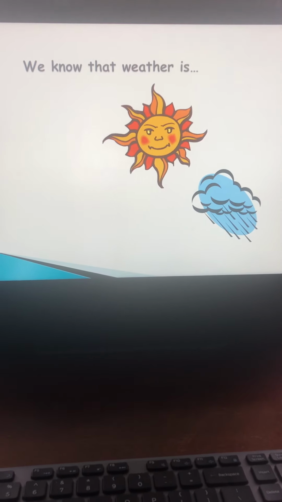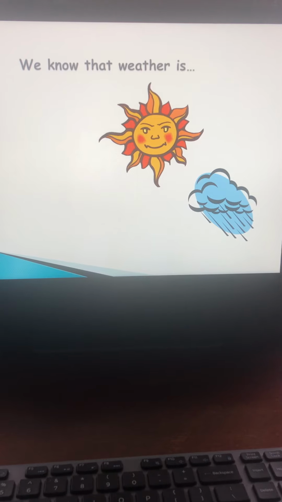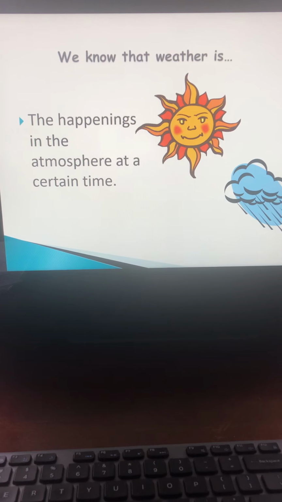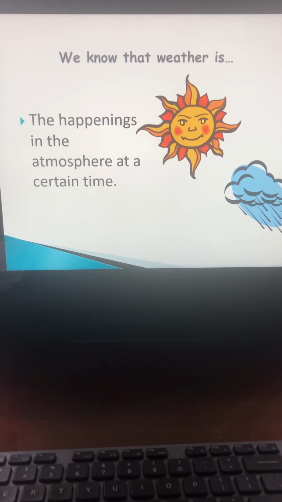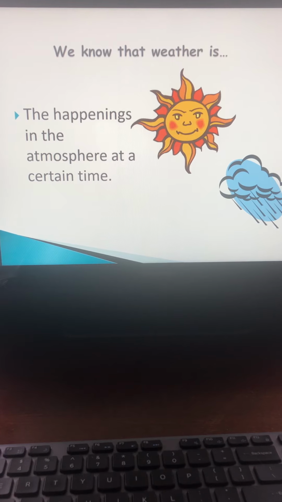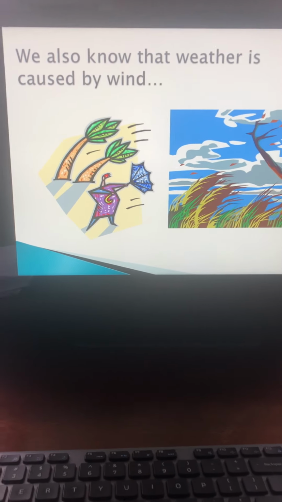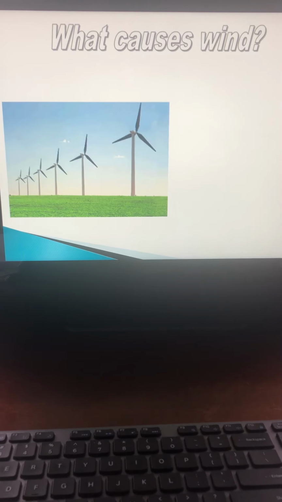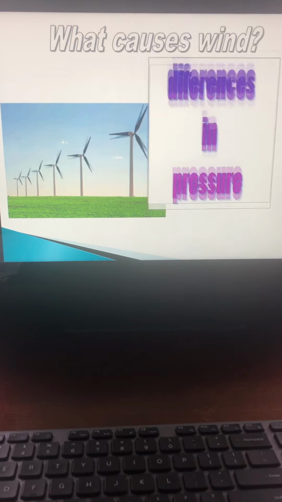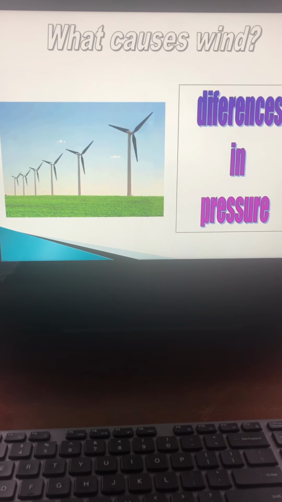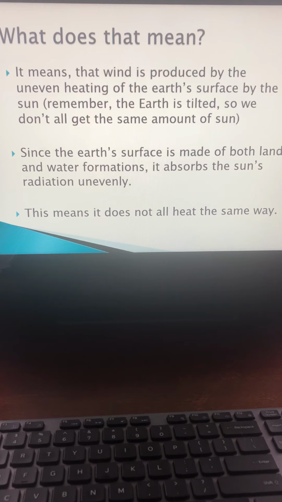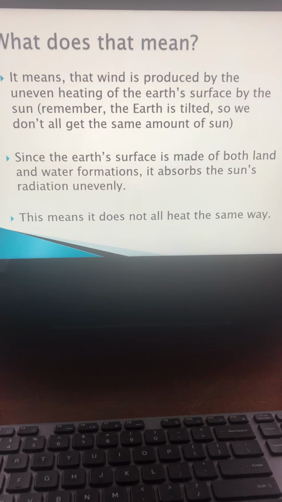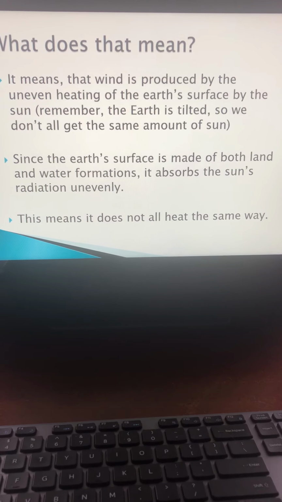So as we go through, it says that we know that weather is basically the happenings in the atmosphere at a certain time. So it's anything that's going to be happening in our atmosphere at any time. We also know that weather is caused by wind. What causes wind? Differences in pressure. Well, what does that mean? So basically it means that wind is produced by the uneven heating of the Earth's surface by the sun.